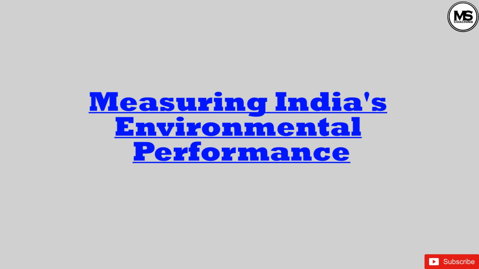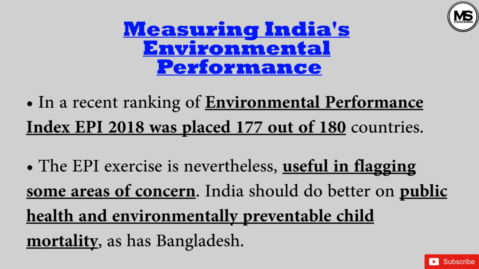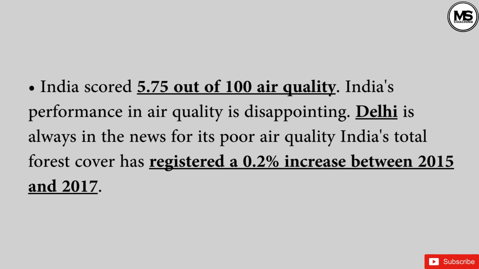Measuring India's environmental performance. In the recent ranking of Environmental Performance Index, EPI 2018, India was placed 177 out of 180 countries. The EPI exercise is nevertheless useful in flagging some areas of concern. India should do better on public health and environmentally preventable child mortality, as has Bangladesh. India scored 5.75 out of 100 on air quality. India's performance in air quality is disappointing. Delhi is always in the news for its poor air quality. India's total forest cover has registered a 0.2% increase between 2015 and 2017.